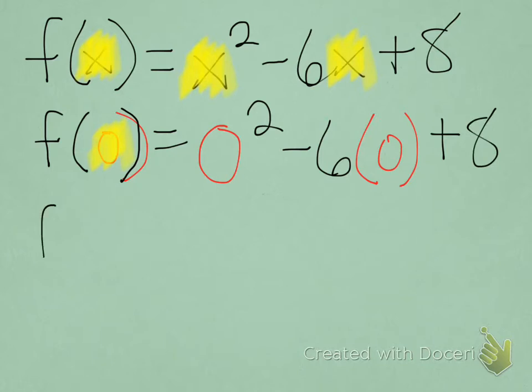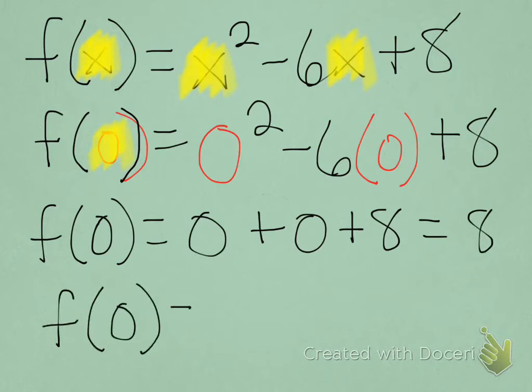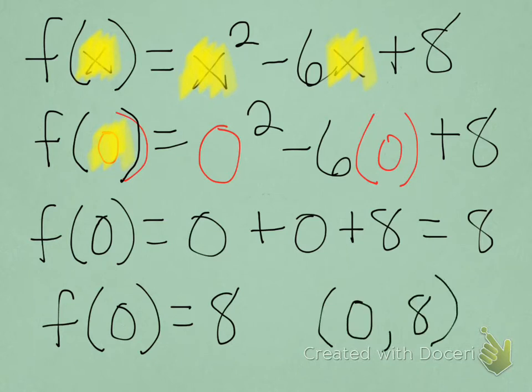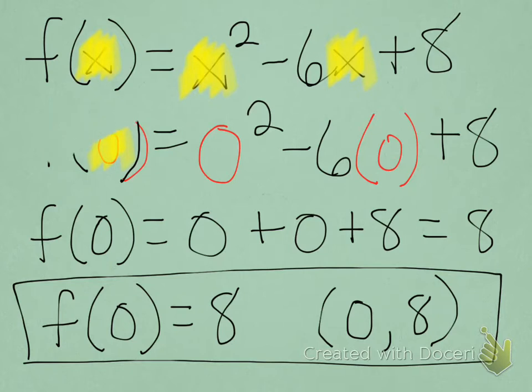And then we can evaluate this function by just simplifying and multiplying. So we know 0 squared equals 0, and negative 6 times 0 is also 0, plus 8. Then adding 0 plus 0 plus 8 equals 8. So therefore the value of the function f when x is 0 is 8. Or in other words, when x equals 0, its corresponding y value is 8, therefore defining that point at 0, 8.